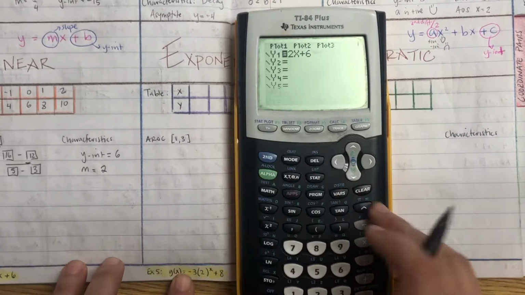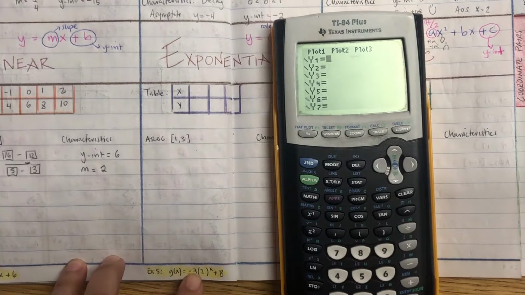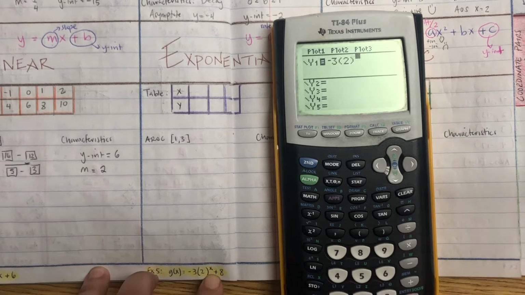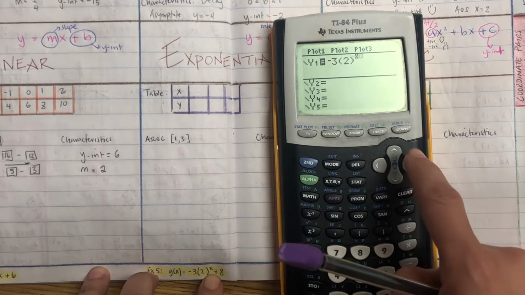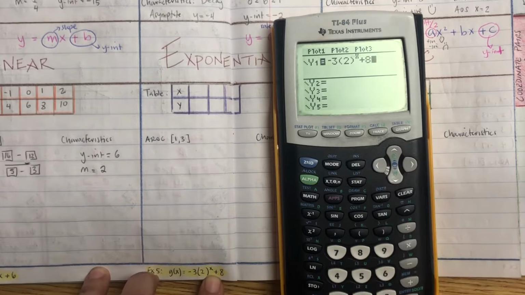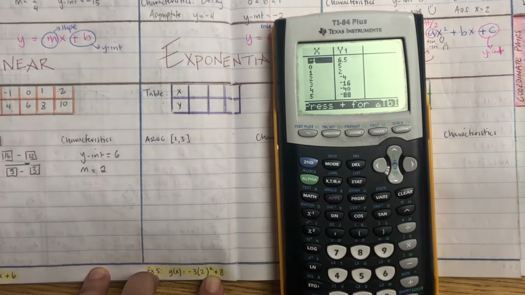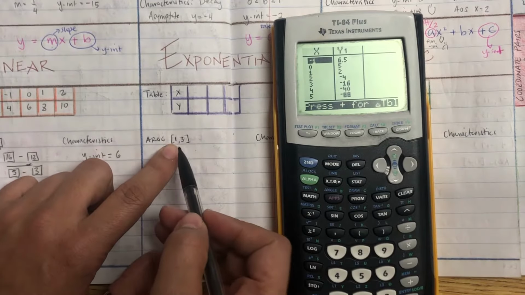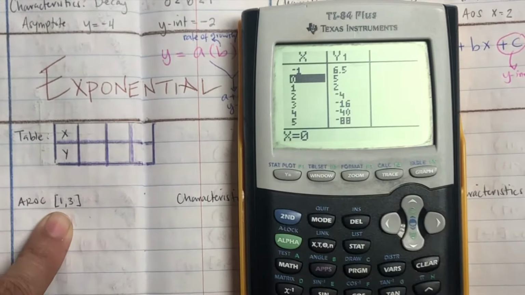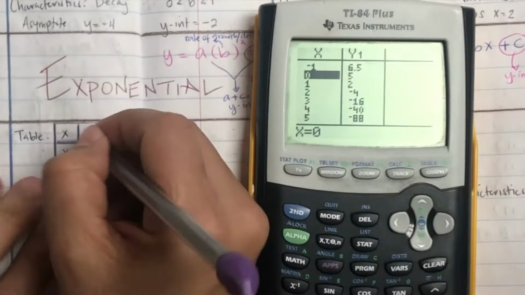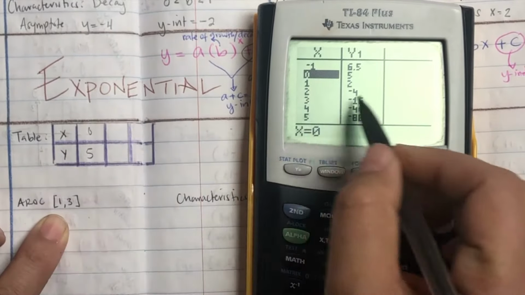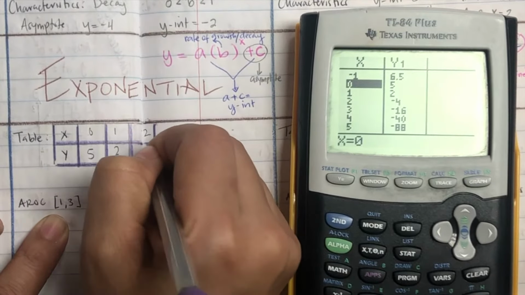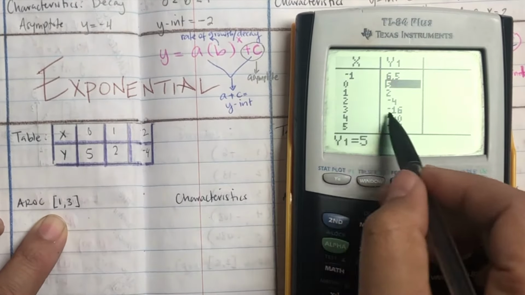I go y equals, I clear what I have. Then I punch this in, so -3 open parentheses, 2 close parentheses raised, use that, x, and then bring the arrow to the right, +8. Second table, and I get some values. Now I'm just gonna make sure that I include these, okay? So I'll start at 0 in case I need the x instead. All right, 0, 5, 1, 2, 2, -4, and 3, -16.